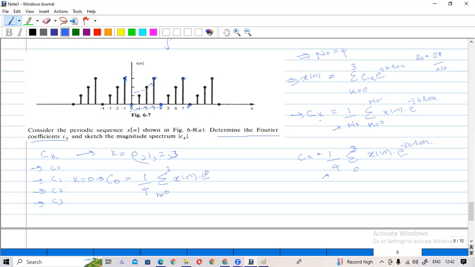So the value is 1. So c naught is equal to 1 over 4 sigma n from 0 to 3 of x[n]. You have to evaluate this one, so you have to expand this.